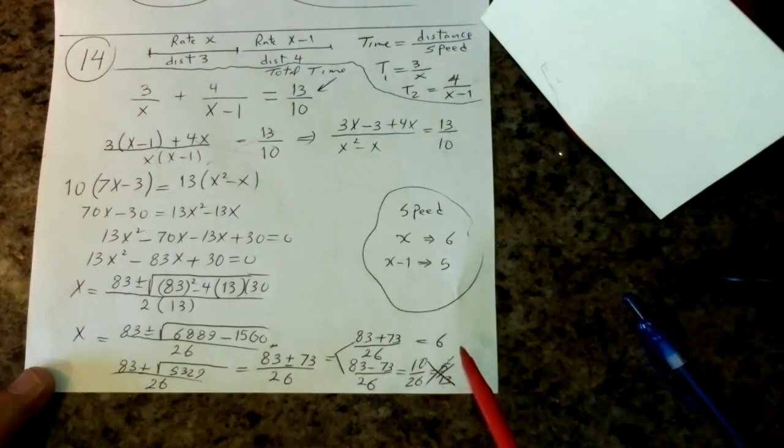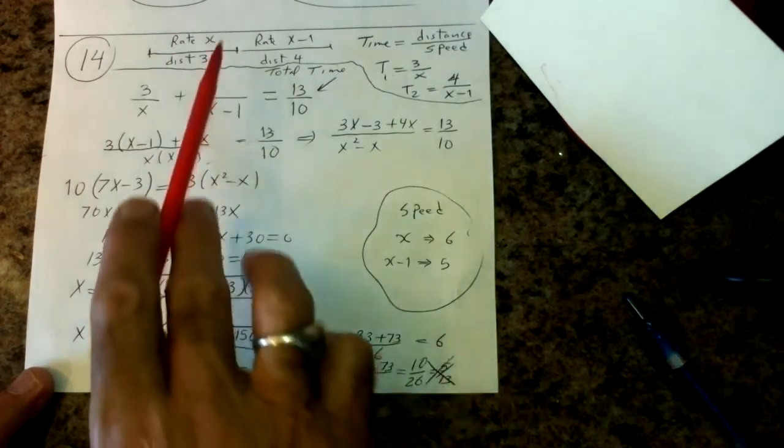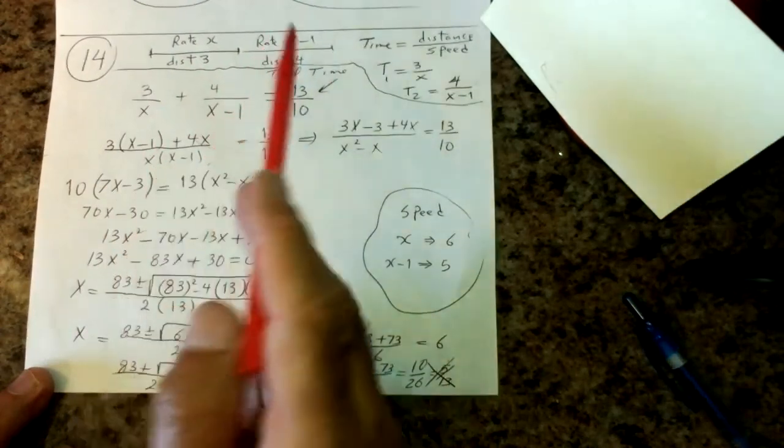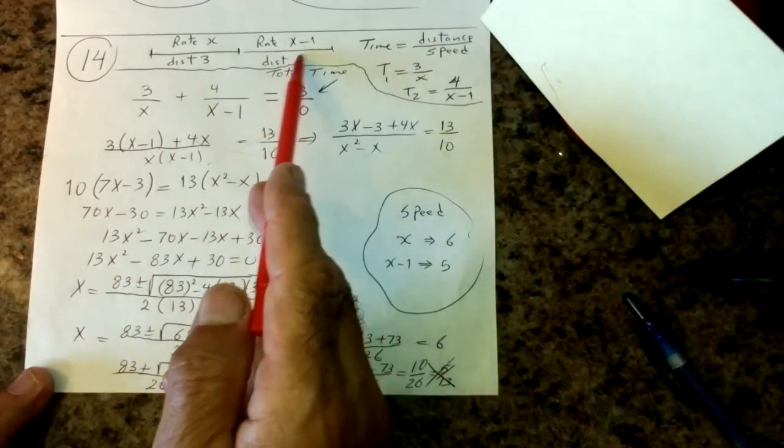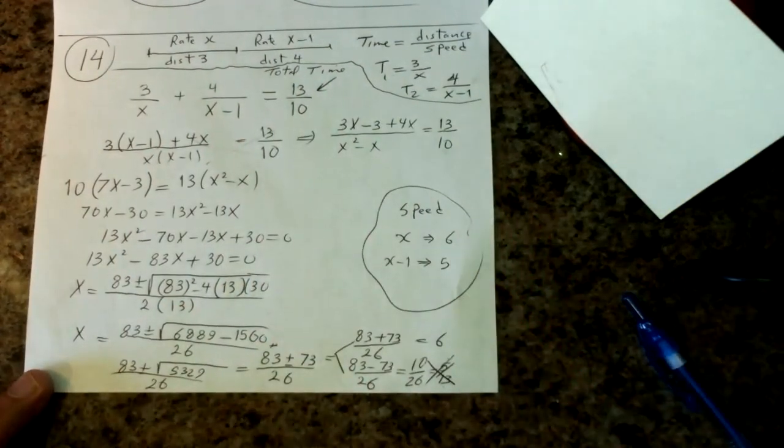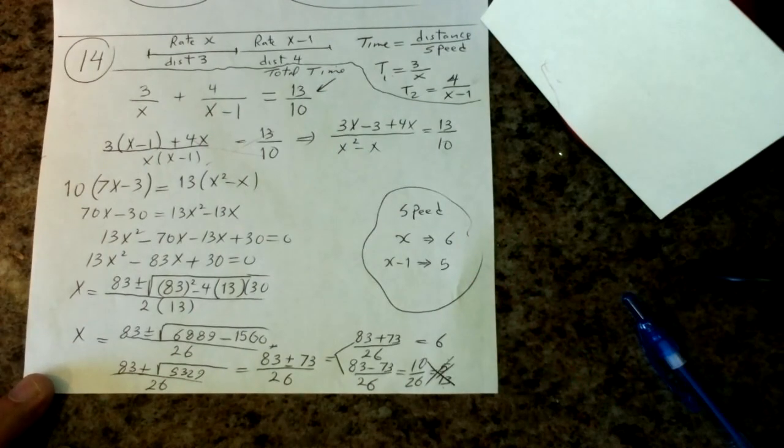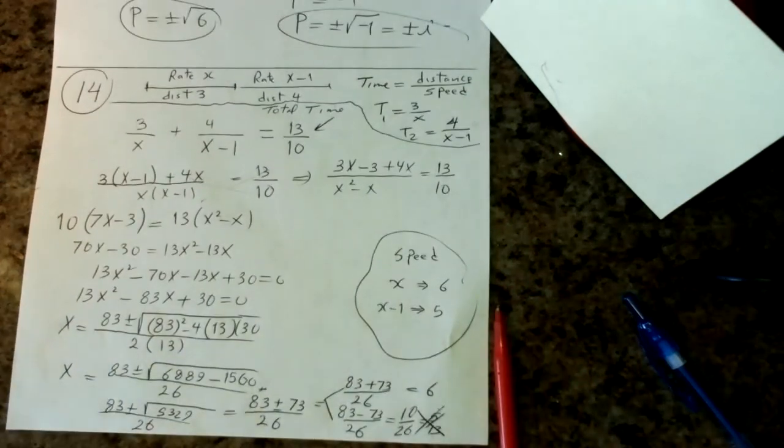One of the answers is 6. The other one is very small. This is not acceptable because you come up with a fraction, which is less than 1, which is not acceptable here. The other one is 6. X is 6. If this is 6, what's the other one? The speed of the second part. You subtract 1. So it's 6 and 5. Okay, so that would be the end of section 8.3.